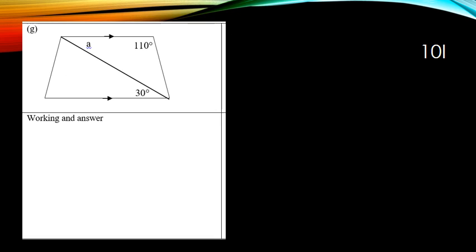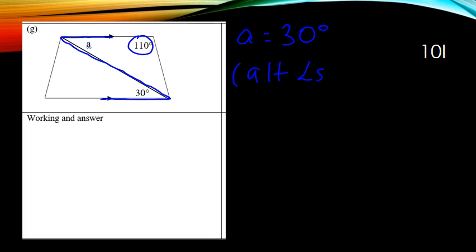Okay, so here we have a trapezium. It has two parallel sides. And this 110 is kind of excessive information. We don't really need it because we can see straight away that we have a Z. And alternate angles, or Z angles, are equal. So A equals 30 degrees because alternate angles are equal.